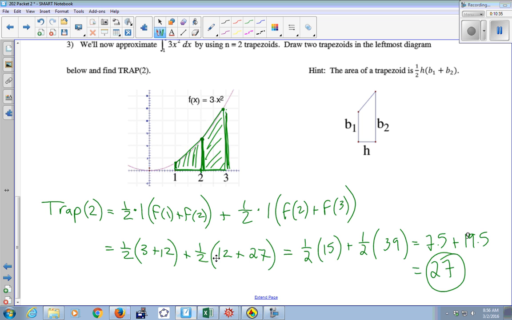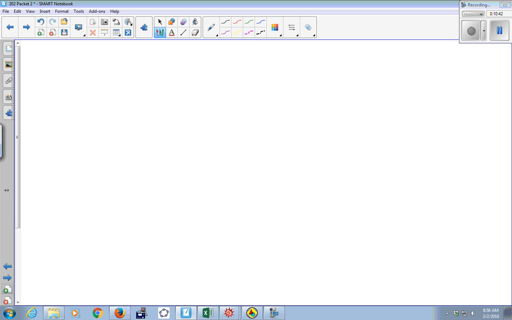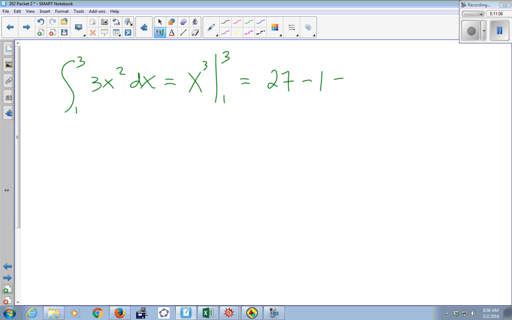All right, before we jump to anything else, let's find out the actual area under this curve so that we can see what's the best here. So I'm just integrating from 1 to 3 of 3x squared dx. So how do I do this? Just take an antiderivative. What's the antiderivative of 3x squared? X cubed. Evaluated from 1 to 3. Plug in a 3, you get 27. Plug in a 1, you get 1. Exact area under this curve is 26.